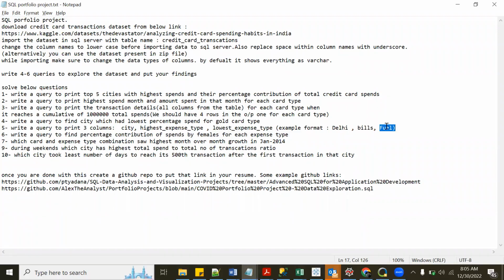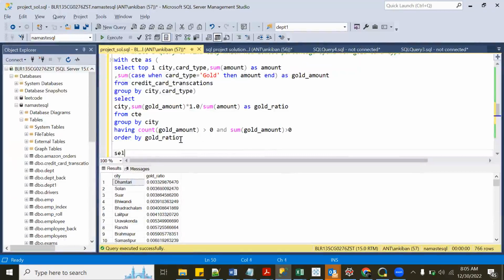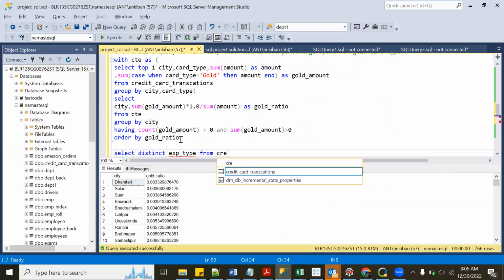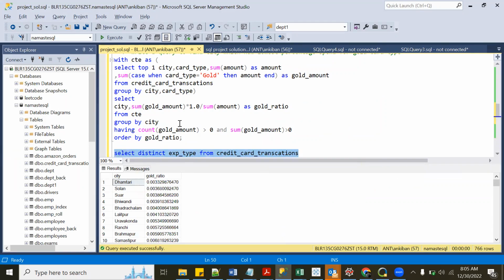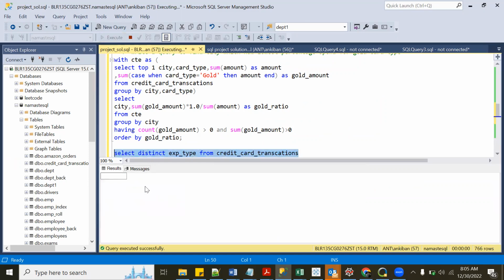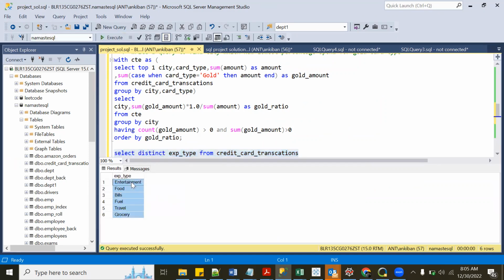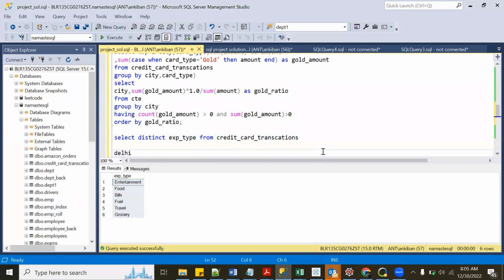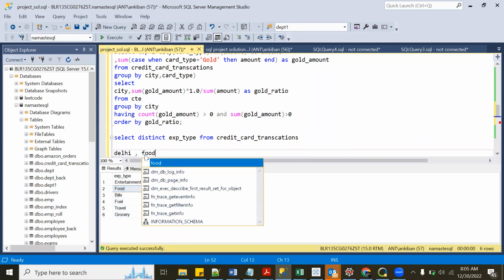So we have to write a query and find where each city has done the highest expense and where the lowest expense. So we have different expense types. If we see select distinct expense type from credit card transactions, we have 6 different types of expenses. Now we have to find, let's say for Delhi, in which expense type there was maximum spent. If it is food, then we will say food. Let me take an example itself.